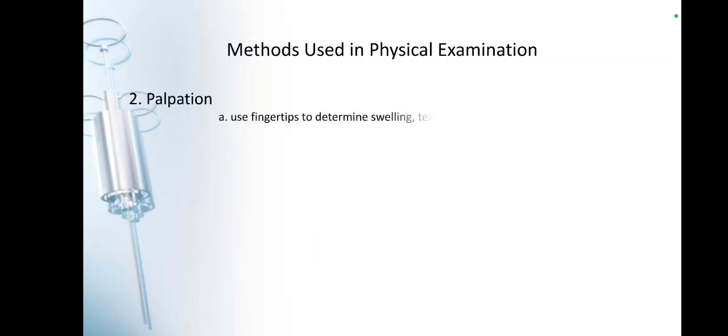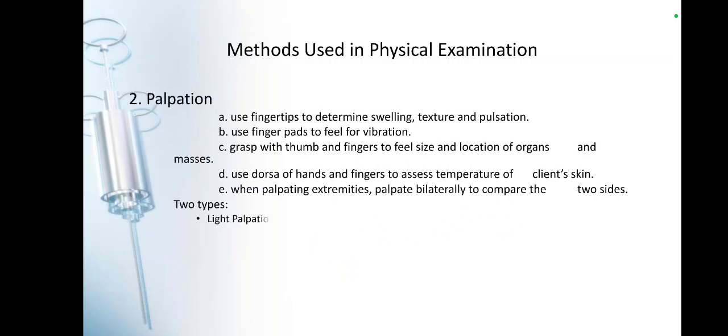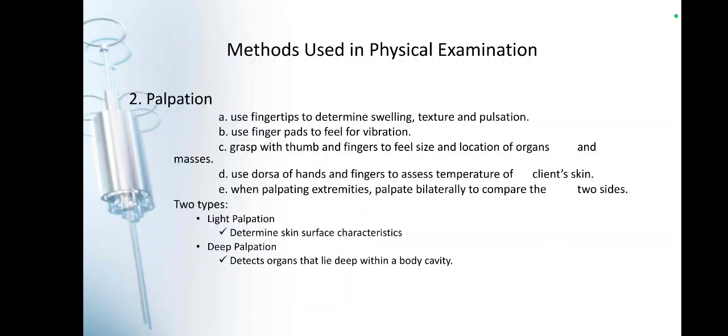Now, next is your palpation, wherein you use the sense of touch. It uses fingertips. Okay, we can use fingertips to determine the swelling, texture, and pulsation of your patient. We use your finger pads to feel any vibration, especially when assessing chest vibration or tactile vibration in your chest. Okay, grasp with thumb and fingers to feel the size and location of the organs and masses. Use the dorsa or the posterior part of your hands and fingers to assess temperature of the client's skin. And when palpating extremities, palpate bilaterally to compare the two sides.